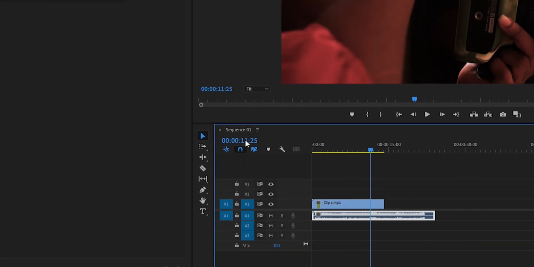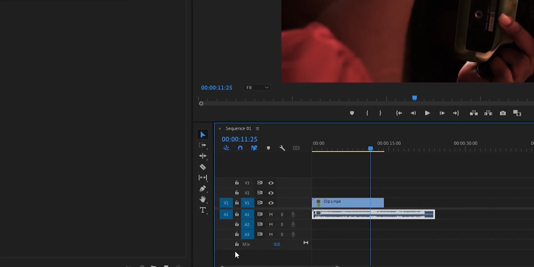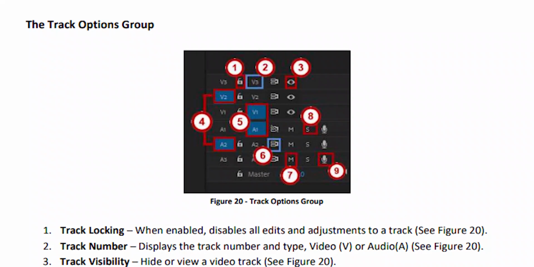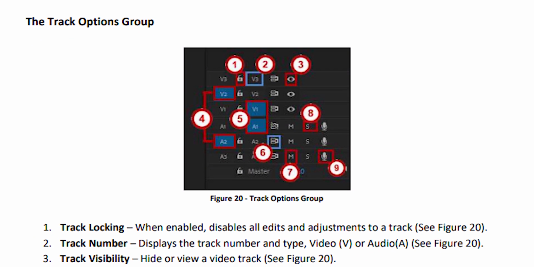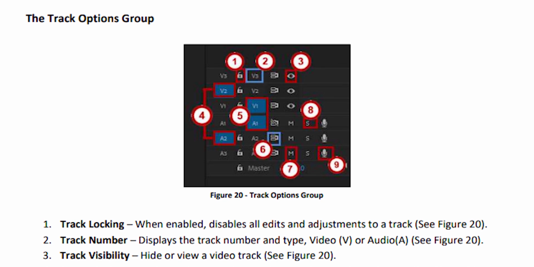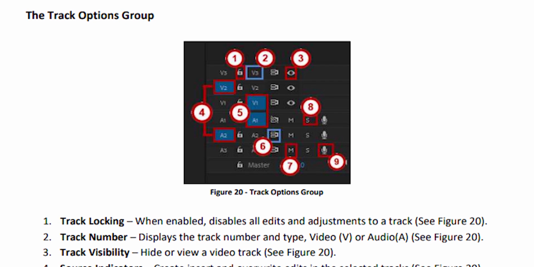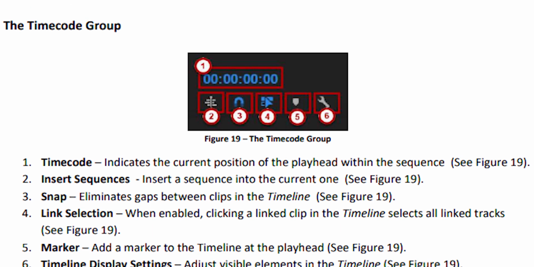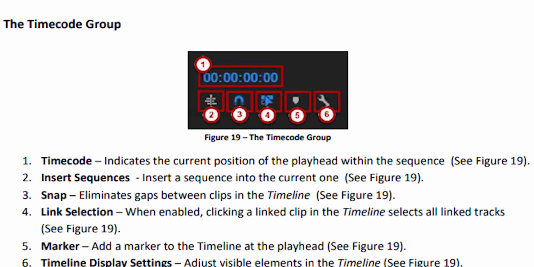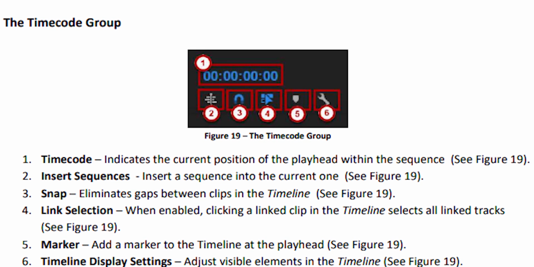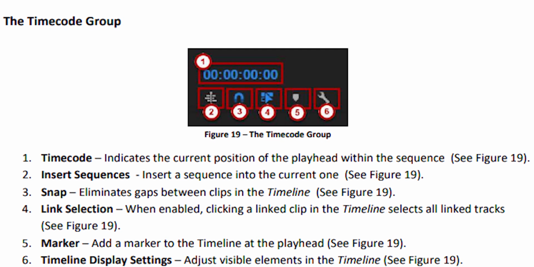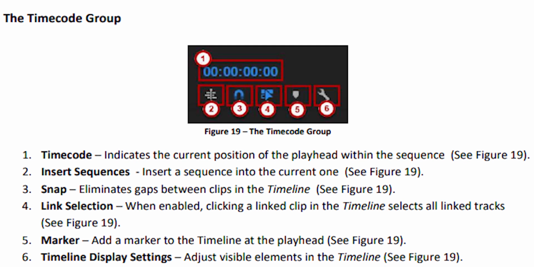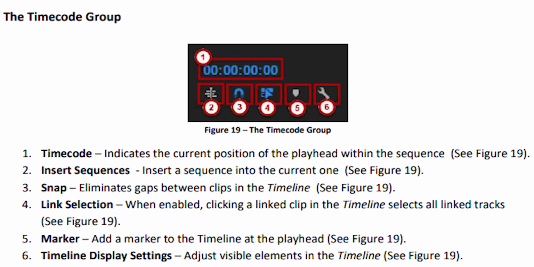When we come back to our Premiere Pro, you can see this area right here. It's called our track option group. In this track option group, we can see all the functions, all the tools, all these icons. They mean something. On our timecode group diagram, we can see number one, the timecode. This timecode indicates the current position of the playhead within the sequence, which we discussed in our last video.